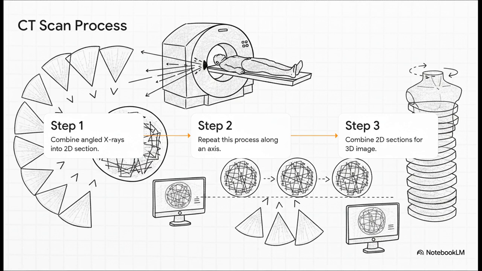2D cross-section. In step 2, the patient is moved just slightly along an axis, and the whole process repeats to grab the next slice. Finally, in step 3, the computer stacks all these 2D sections on top of one another to build a complete, fully manipulatable 3D image of the internal structure. It's essentially slicing the body digitally.